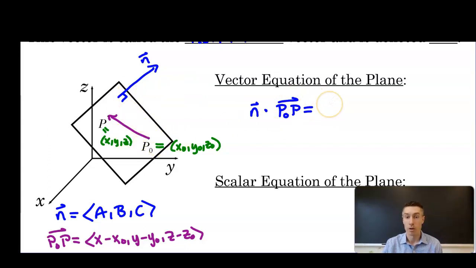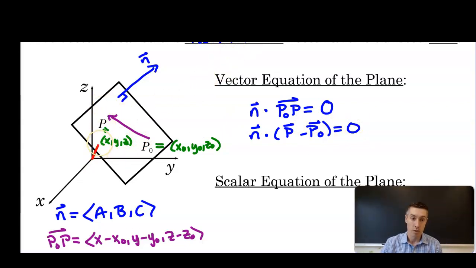They're perpendicular to one another, so the dot product is 0. Now, how did we define that vector? We did vector subtraction. We took p minus p naught. Now, we didn't visualize it, but we can easily, right?